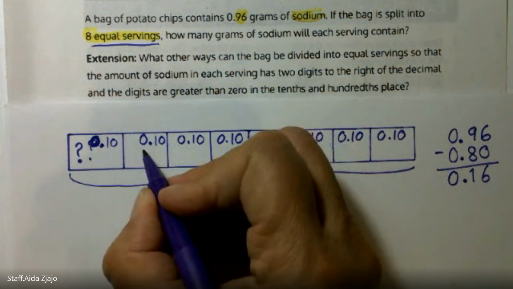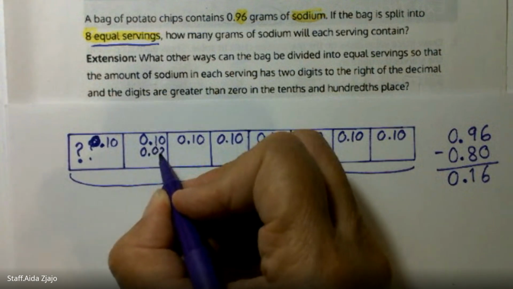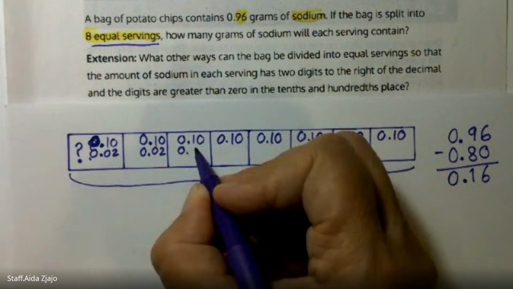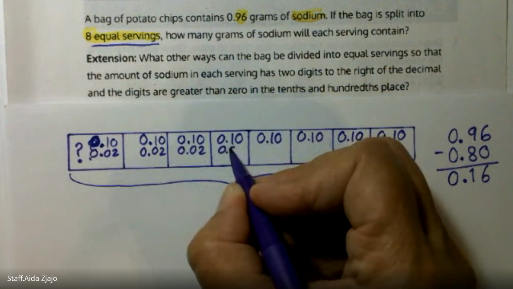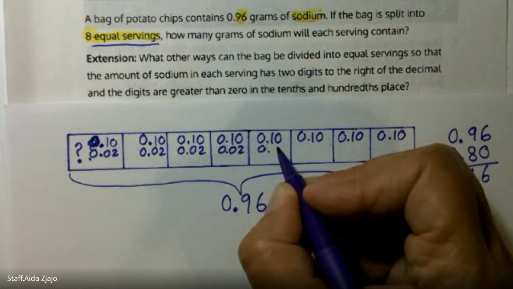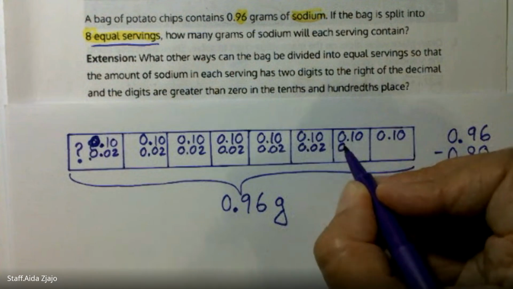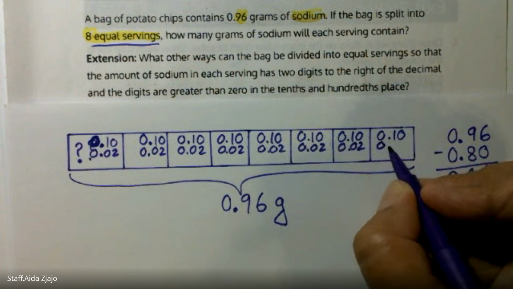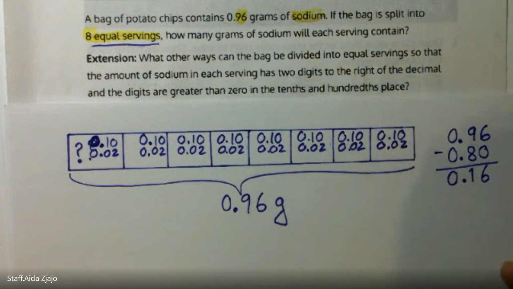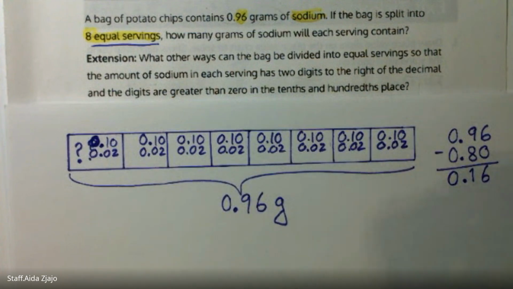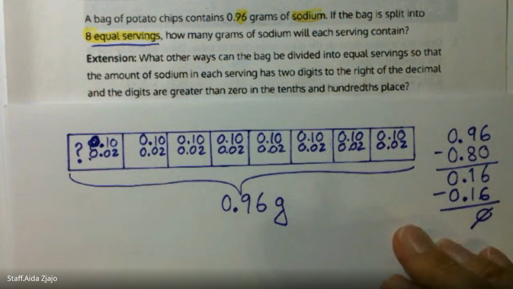So now I share 0.02 in each group. 0.02, 0.02, so 2, 4, 6, 8, 10, 12, 14, 16 hundredths. I shared 0.16. I have nothing left to share, and I have my answer.